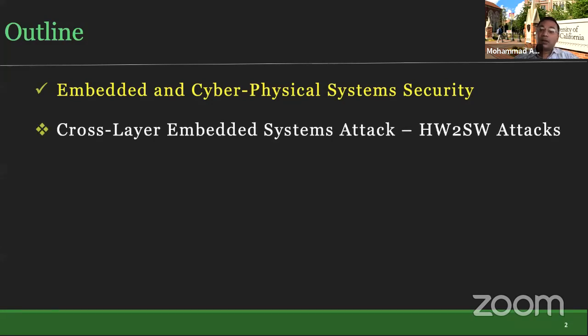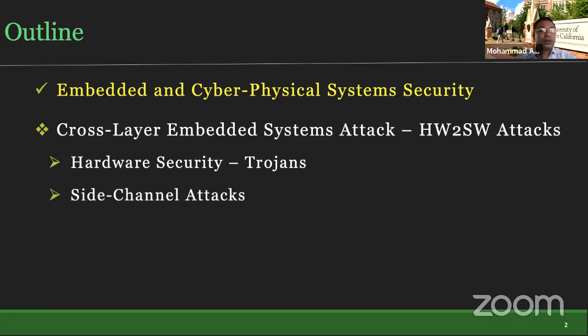And then I'll start talking about cross-layer, what we mean by cross-layer security in embedded systems. Mostly I will be talking about hardware to software. So anything that crosses the layer, the security that is not only software, it crosses the layer. Two of the types of security that I'll be talking about, one of them is hardware security, the Trojans. The second one, I'll be talking about side channel attacks in hardware software security.